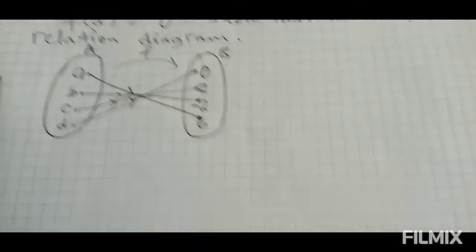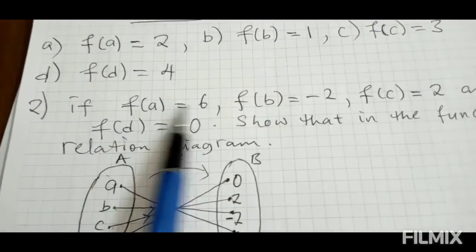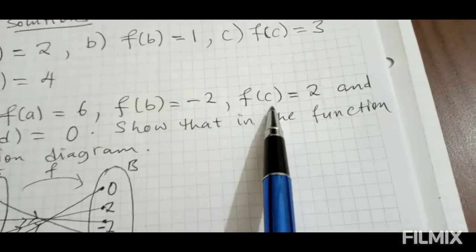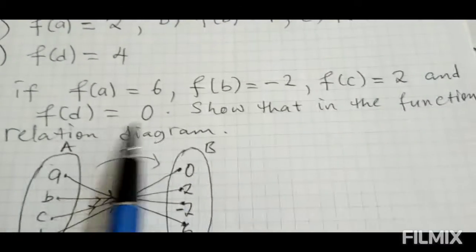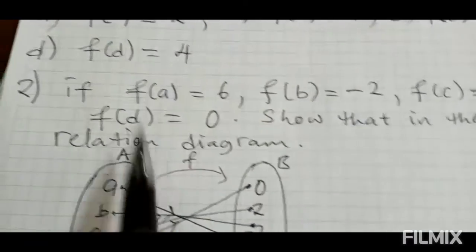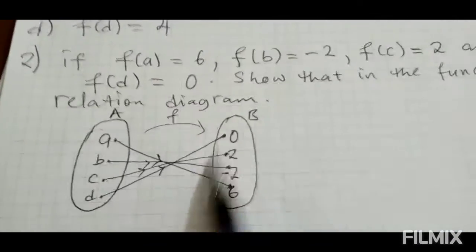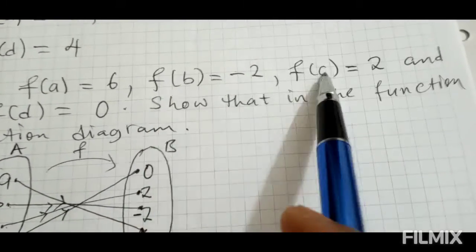Now, example 2. If f of a is equal to 6, f of b is equal to -2, f of c is equal to 2, and f of d is equal to 0, show that in the function relation diagram. Okay, let's show this. We have to have two sets, the input set and the output set. For the inputs we have a, b, c, d.